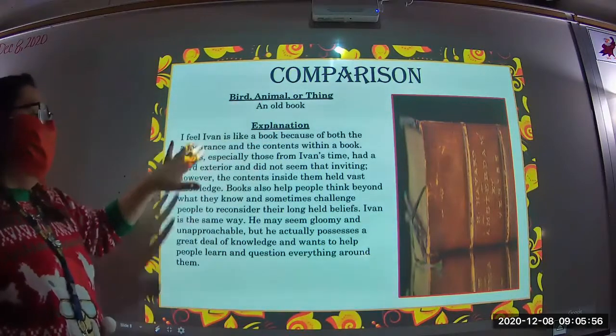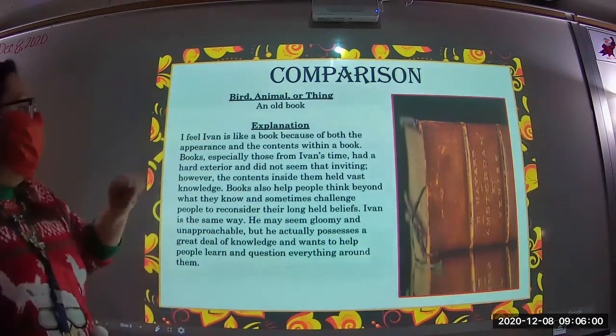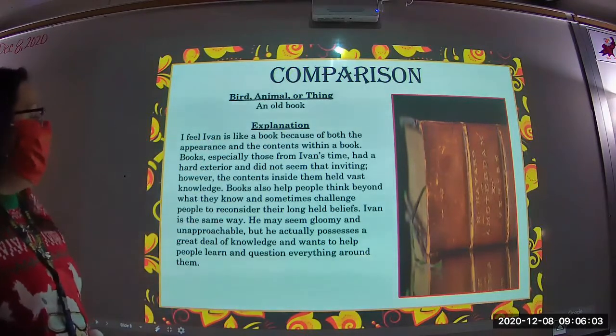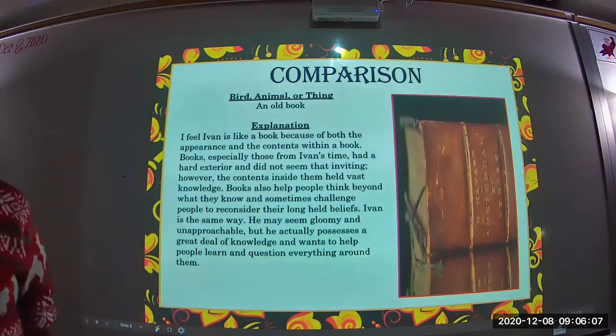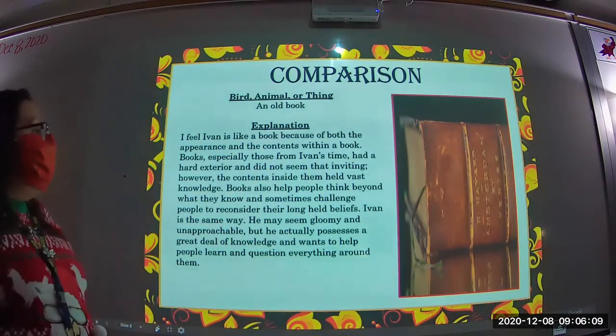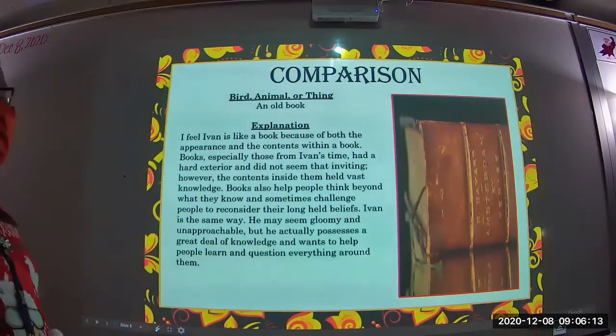Explanation, again, 3 to 5 sentences. I feel Ivan is like a book because of both the appearance and the contents within a book. Books, especially those from Ivan's time, which is in the 1850s, had a hard exterior and did not seem that inviting. However, the contents inside them held vast knowledge.